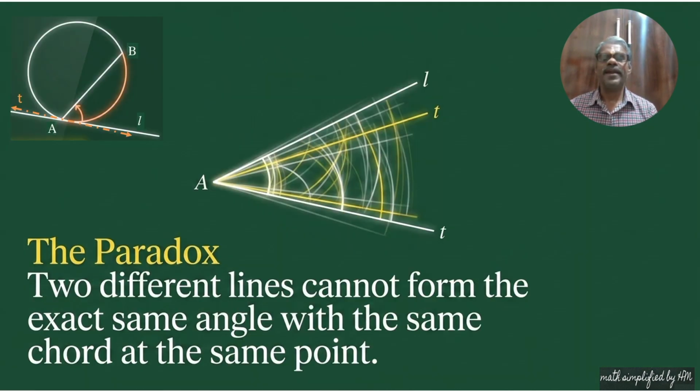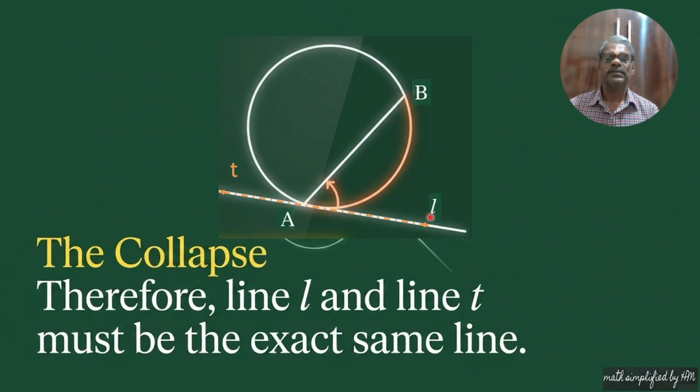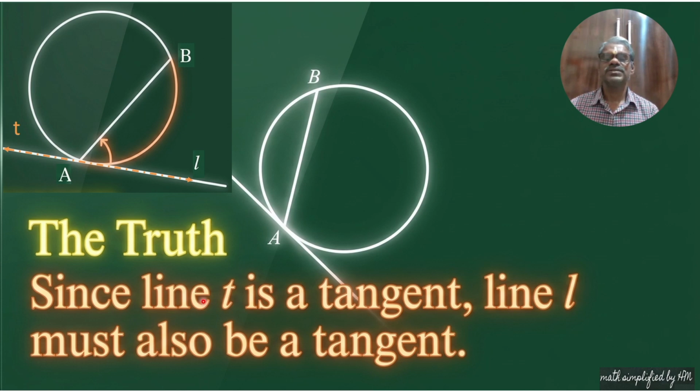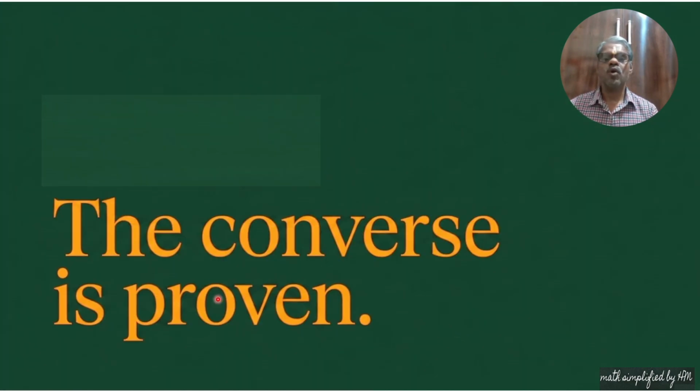Now see the paradox. Two different lines cannot form the exact same angle with the same chord at the same point. Now the collapse. Therefore, line L and line T must be the exact same line. The truth: since line T is a tangent, line L must also be tangent. Thus, the converse is proven.